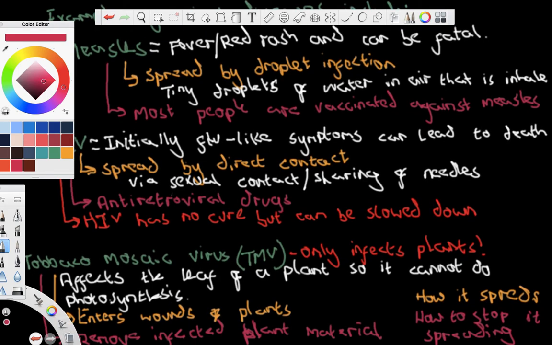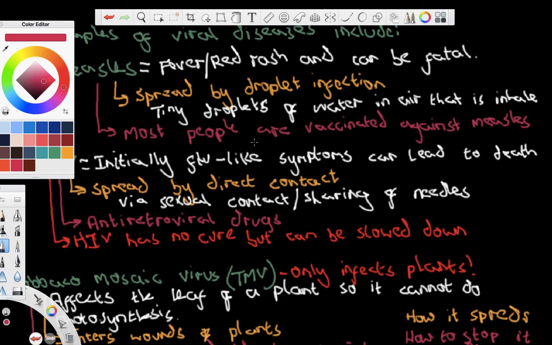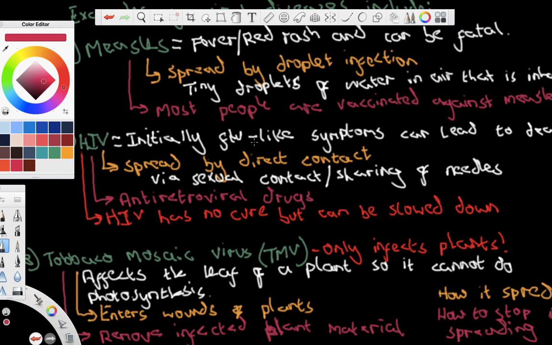I don't know why it's done that. Antiretroviral drugs can be used to slow down HIV, but it cannot... Sorry, I don't understand why this has gone like that. It cannot be stopped, it can only be slowed down.